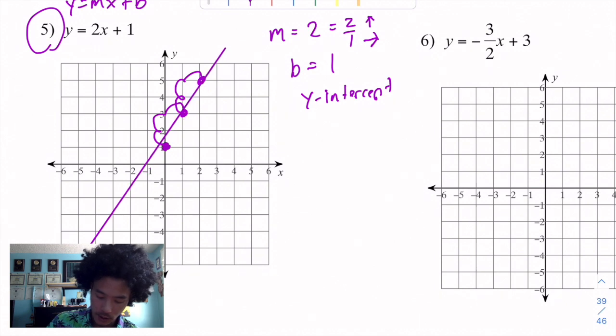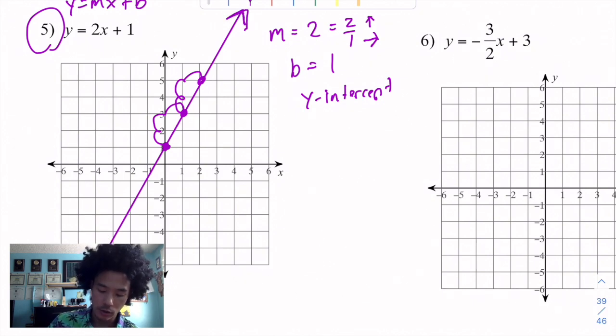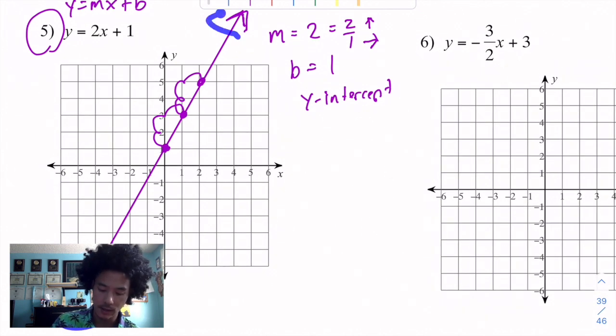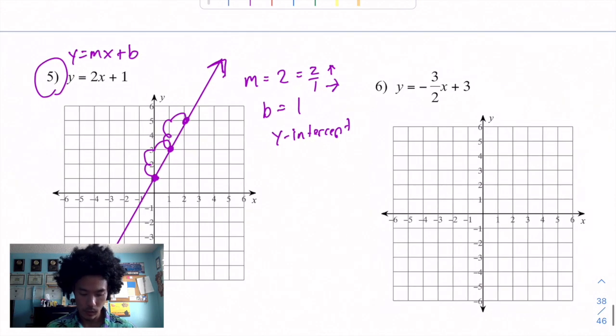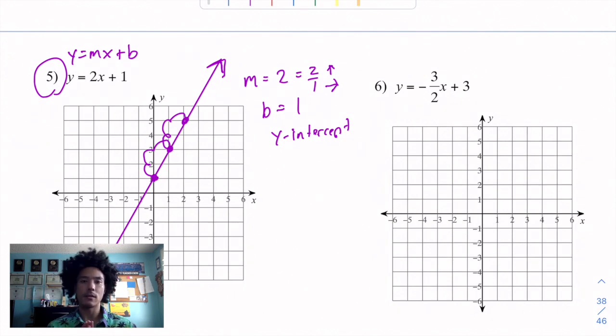Make sure you use a straight edge to draw a straight line, unless you have an iPad, then you can just hold it. You get a straight line. Make sure you draw your double arrows. The double arrows represent that it goes to infinity. The pattern does not stop. It keeps going to infinity, and that's the answer. All you have to do is just graph it. So that is number 5.